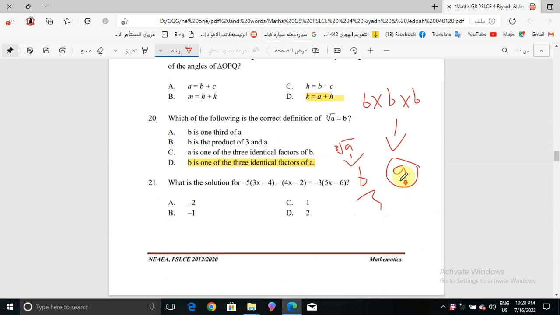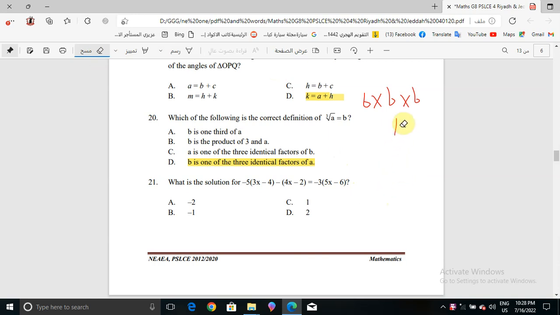Okay, now let's go for question number 21. Question number 21 is asking what is the solution for negative 5 times 3x minus 5 minus 4x minus 2 is equal to negative 3 times 5x minus x. Now first of all we have negative 5 times 3x. First of all we will remove the brackets, so it will be negative 15x plus 20.